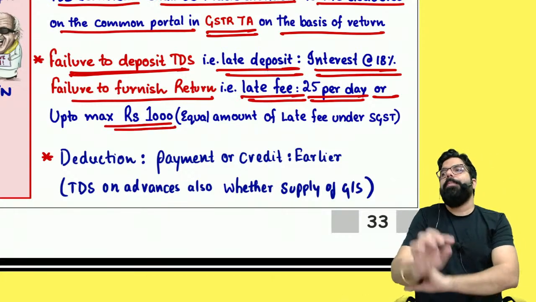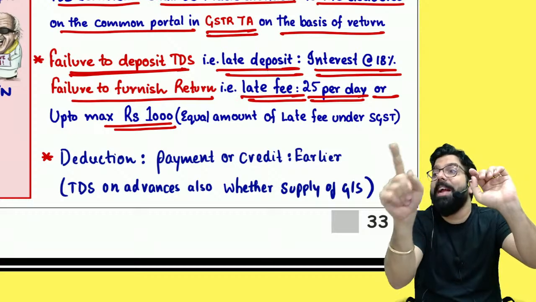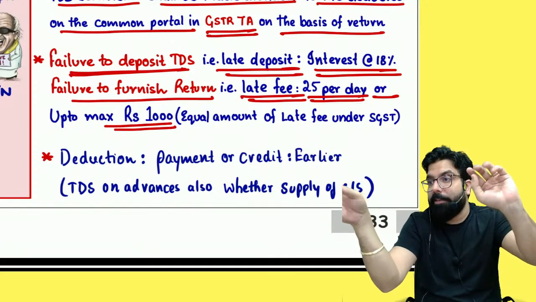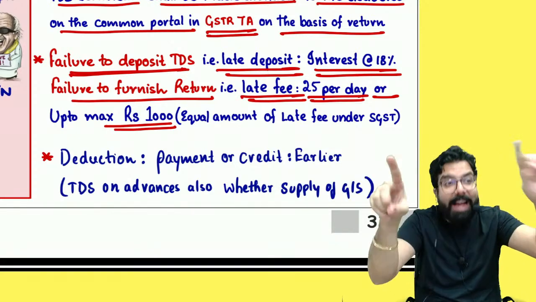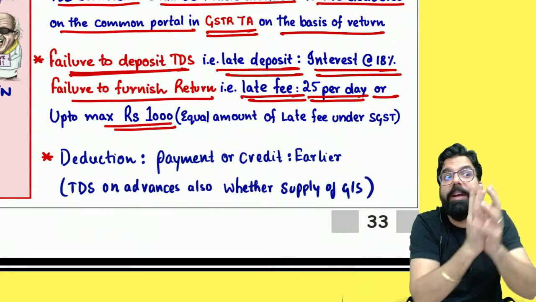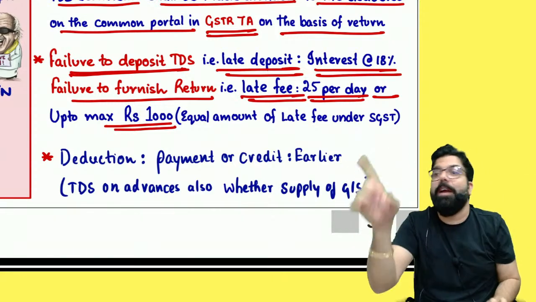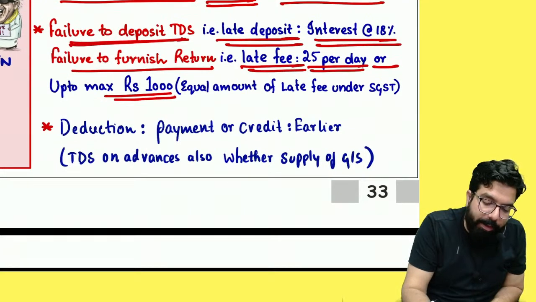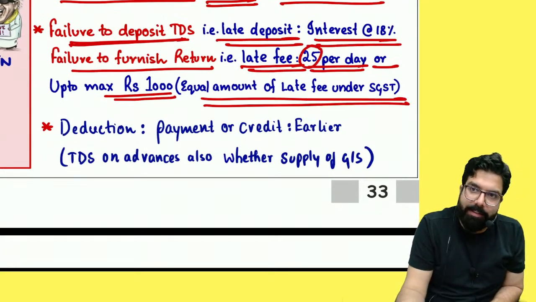People, remember, late payment of tax, you pay interest at the rate of 18%. Late payment of tax, you pay interest. Late filing of return, you pay what? Late fee. And late fee is also how much, everyone? 25 rupees per day, same amount payable under CGST Act also.